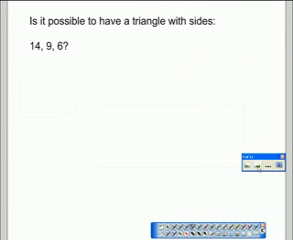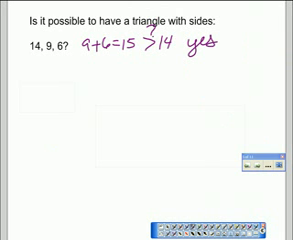Well, how do I do it? There is a shortcut to doing this. Take the two smallest sides and add them up. If they're bigger than the other one, then it has to be a triangle. What's 9 plus 6? It equals 15. Is 15 greater than 14? Yes. So yes, that is a triangle.